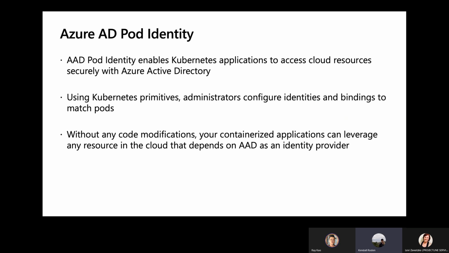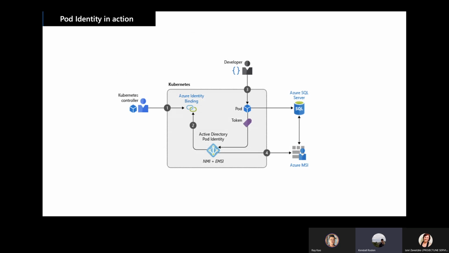And so we make use of very similar paradigms as we did when we were thinking through Azure Active Directory with RBAC. We have identities and bindings, so we have an Azure identity that's been created, and then we have a binding that actually takes that identity and gives it down to one of our Kubernetes pods. And then the goal would be that without much modification, our containerized apps can then leverage any resource that also uses the same Azure Active Directory identity provider. And this is what that flow looks like.